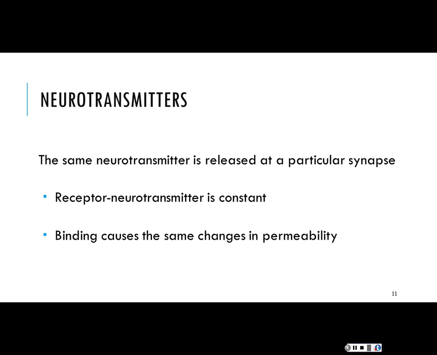Another synapse somewhere else may have a completely opposite effect, looking at different receptors. So I'm just going to repeat this. The receptor-neurotransmitter relationship is consistent at any particular what? Synapse. Between synapses, different synapse, maybe a different neurotransmitter, different receptor, different cell type. Is that acceptable?